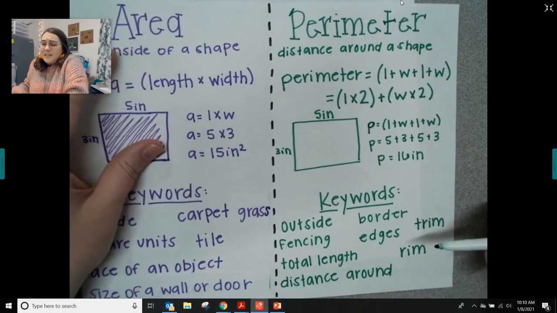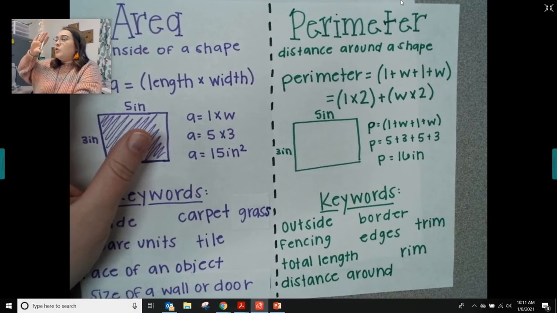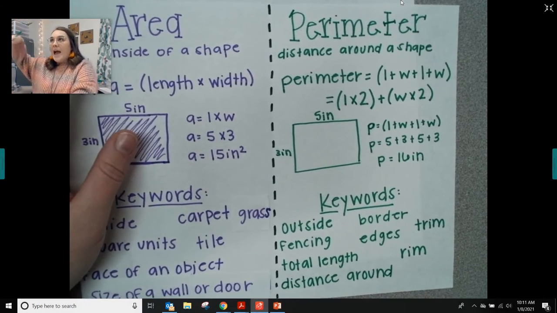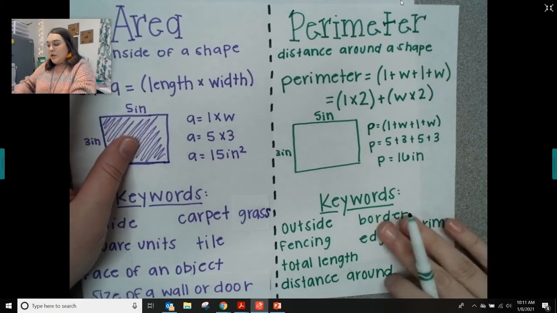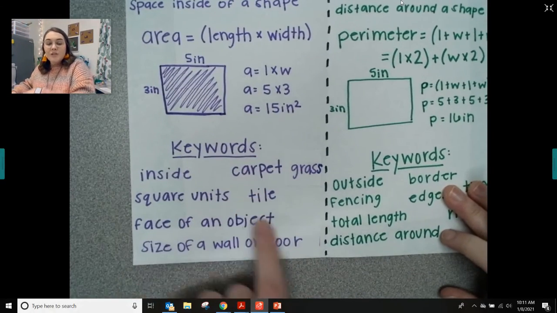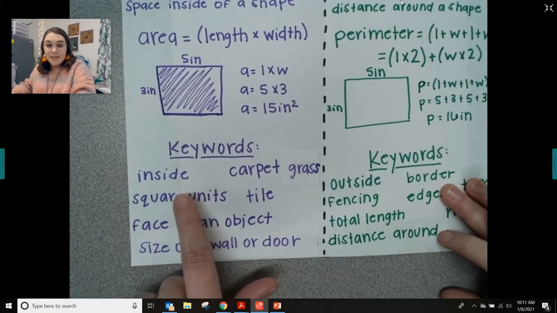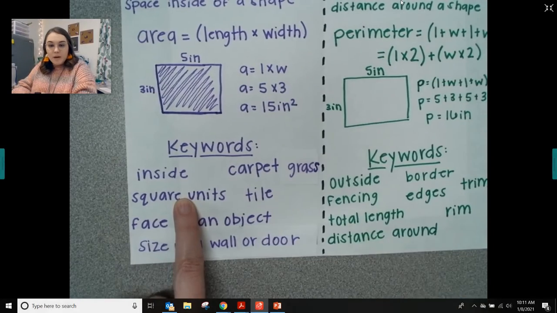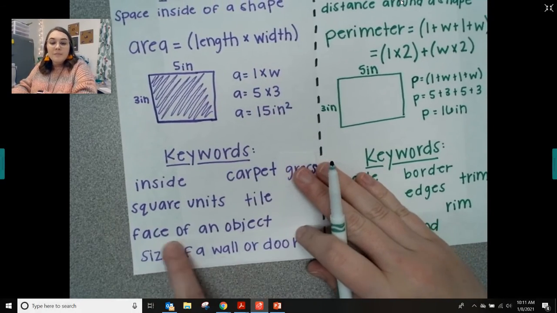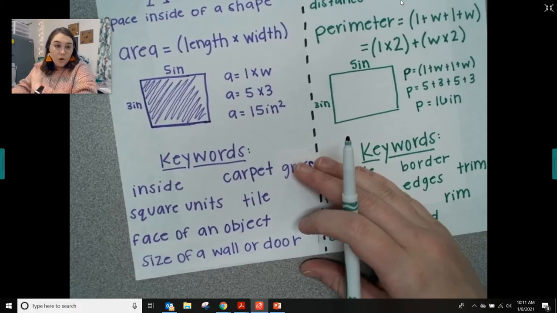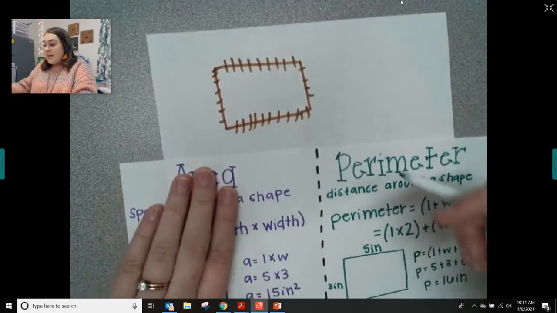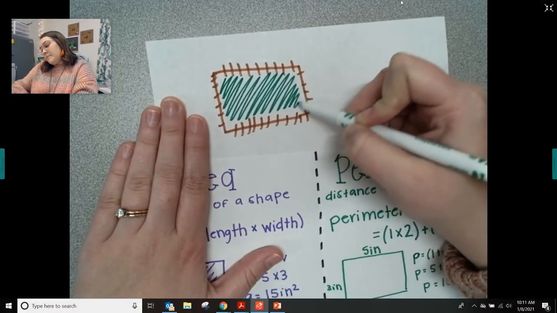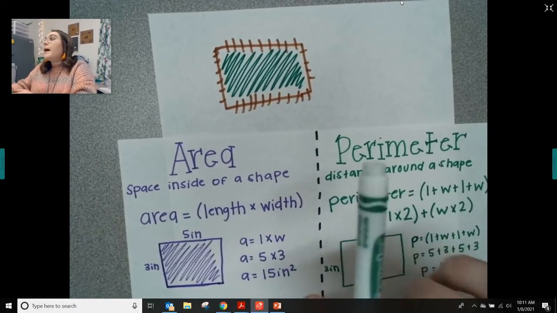Or if it doesn't say any of these and you just look at it and you draw it out, think the problem through. Is it talking about the outside of the shape or the inside of the shape? If it's talking about the inside of the shape, we're talking about area. That's inside, obviously. Square units. Remember, I told you we label it inches squared. Grass, carpet, maybe the size of a wall, the size of a door, the face of an object. And that would be like the grass inside of a backyard.